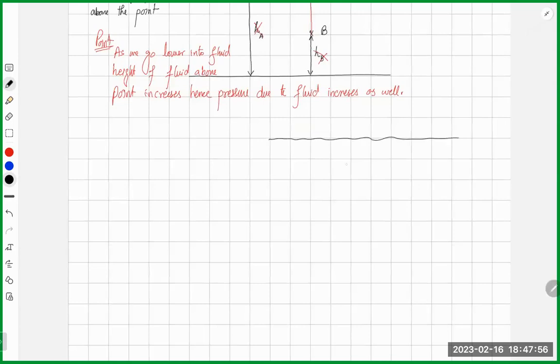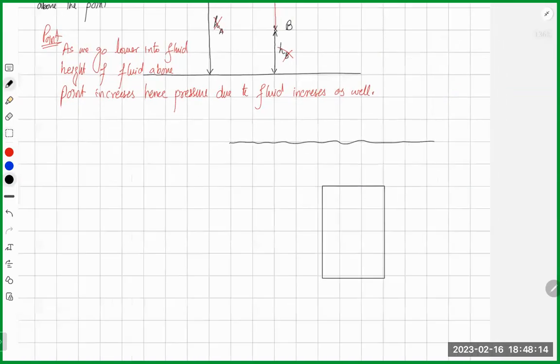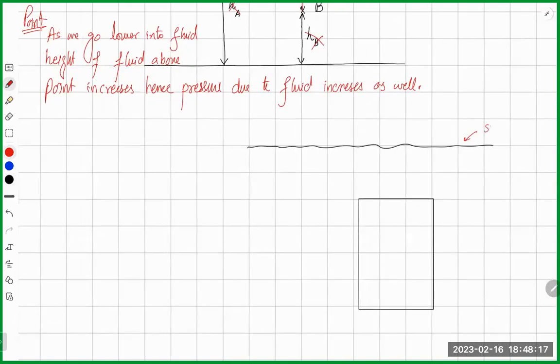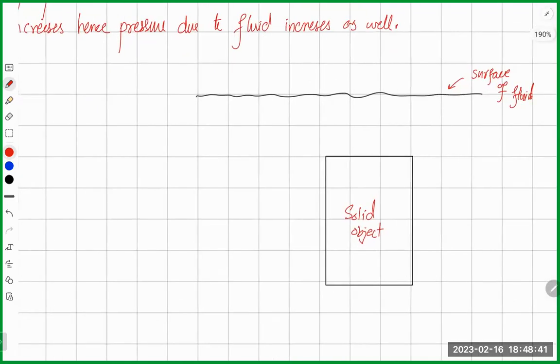This is fluid. This is a solid object. Now, this is the surface of the fluid. This is a solid object. Now, on this object, there will be a pressure acting on the top.